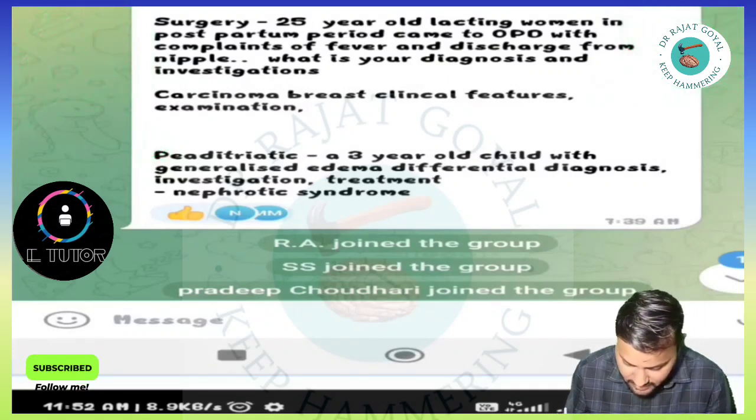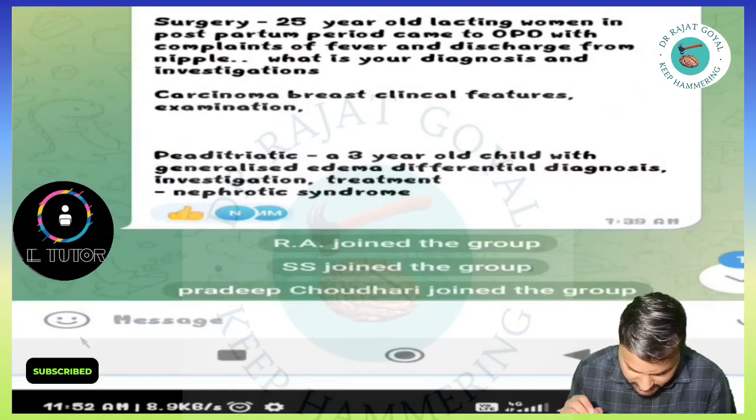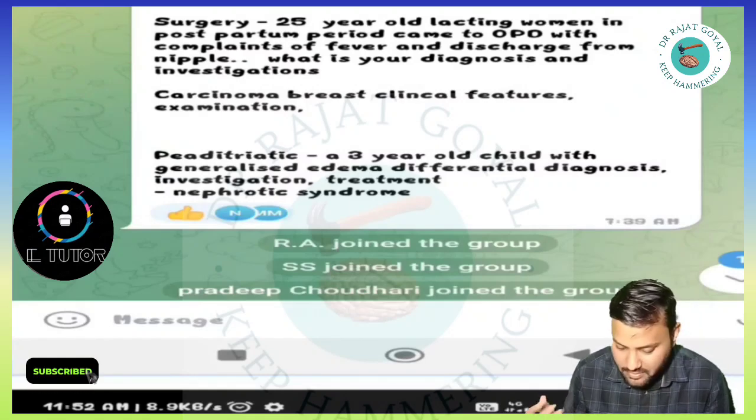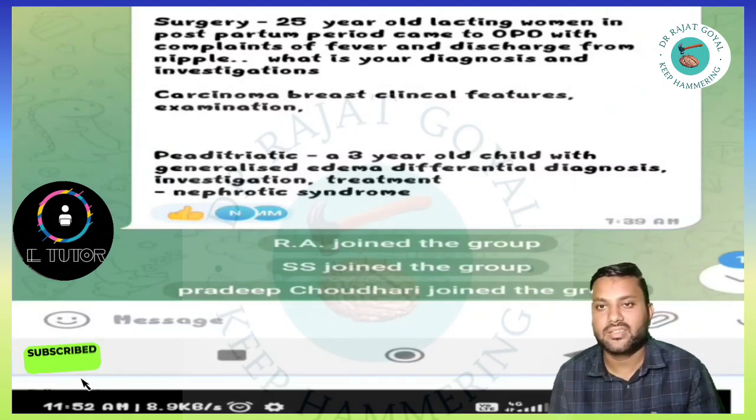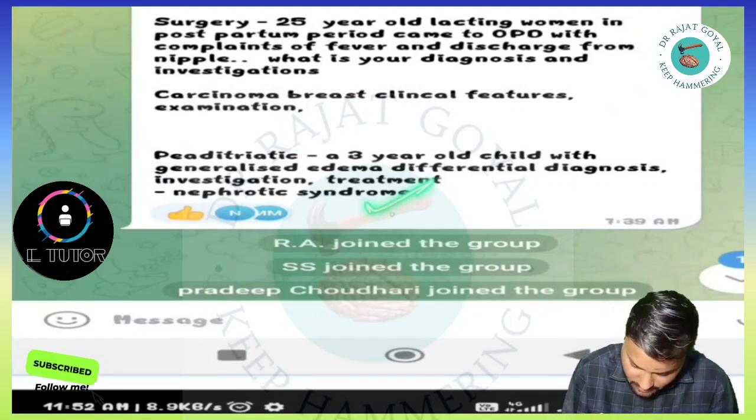And in pediatrics, a 3-year-old child with generalized edema. What will be differential diagnosis, investigation and treatment? So they generally want to ask about the nephrotic syndrome.